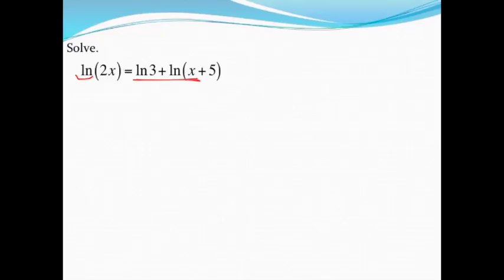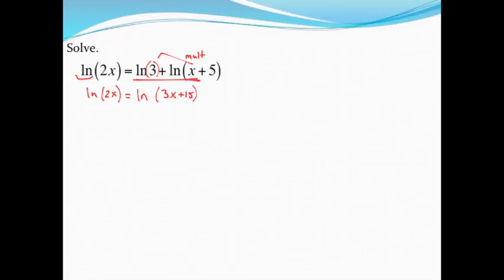Because those two pieces are being added together, I can condense them using multiplication. This 3 right here will multiply by the x plus 5 over here. That was one of our properties of logarithms. And so when I condense this, I'll go ahead and just distribute the 3, I'd end up with the natural log of 3x plus 15 once I distribute and make a single logarithm. Well, the other side will leave as is. It was just natural log of 2x.